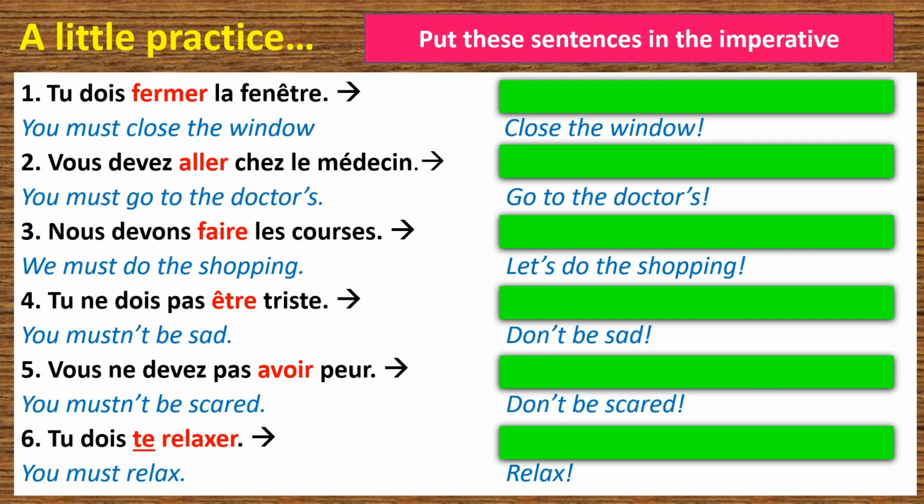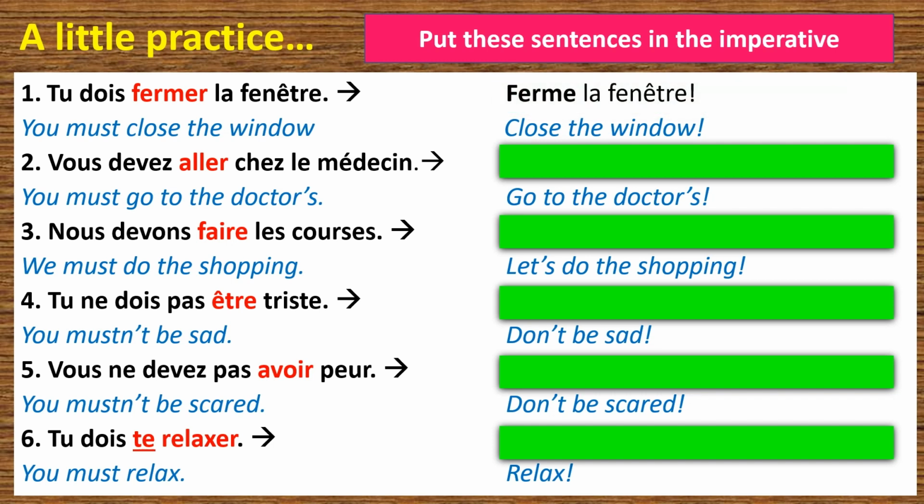Let's practice together. Your task is to put these sentences on the left into the imperative. So for number 1, we have tu dois fermer la fenêtre, you must close the window. We have the infinitive verb fermer. The present tense form with tu would be tu fermes with an S at the end. But of course, it's the imperative, so the tu form loses its S and we get rid of the subject. Therefore, we end up with ferme la fenêtre, close the window.